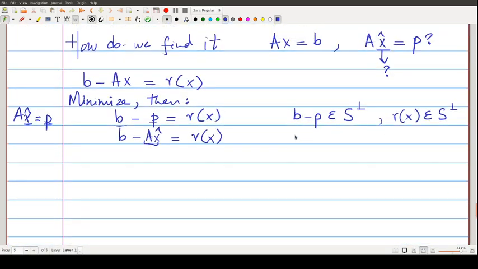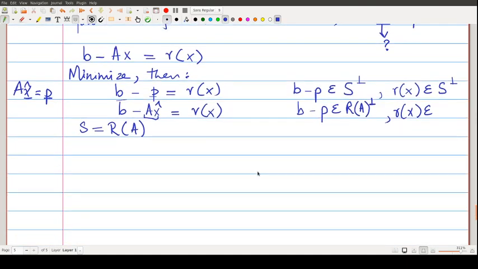So B minus P is actually in the orthogonal complement of this S. S was just the column space of A, so I'm looking for an orthogonal complement of the column space of A. And at this point, if you have the previous lectures fresh in your mind, then you will remember something interesting: that Rx, this residual vector, needs to be in the orthogonal complement of my column space of A.